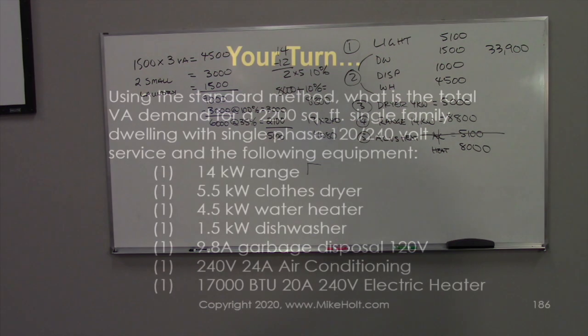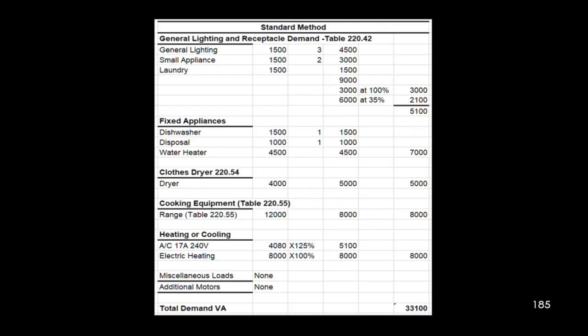All right. So we got the 5,100. We did our dishwasher at 1,500. Our disposal at 1,000. And then our water heater at 4,500. Those are all at full nameplate value. So that's going to be a total of 7,000, right? Our clothes dryer we did at 5,000. And then our cooking equipment, let's see, that range is at 8,000 right there.